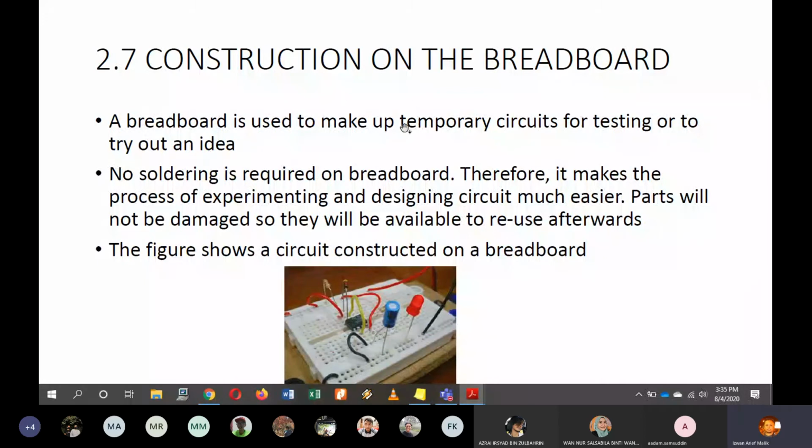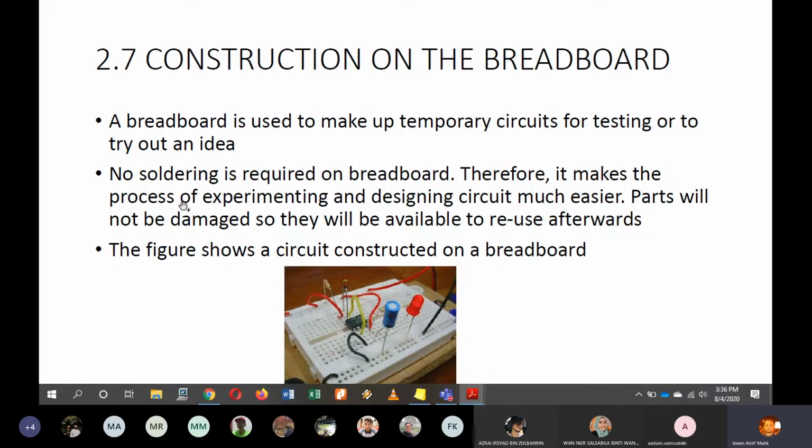Construction on the breadboard, which is used to make up temporary circuits for testing or to try out an idea. So the breadboard is just for testing. You want to do simple simulations, but it is not suitable if you are designing a project or anything. You want to try first, test your circuit, you can use them.